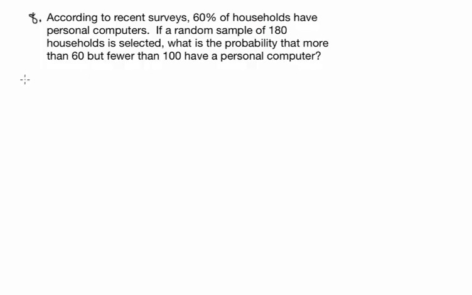According to recent surveys, 60% of households have personal computers. A random sample of 180 households is selected. What is the probability that more than 60 but fewer than 100 have a personal computer?